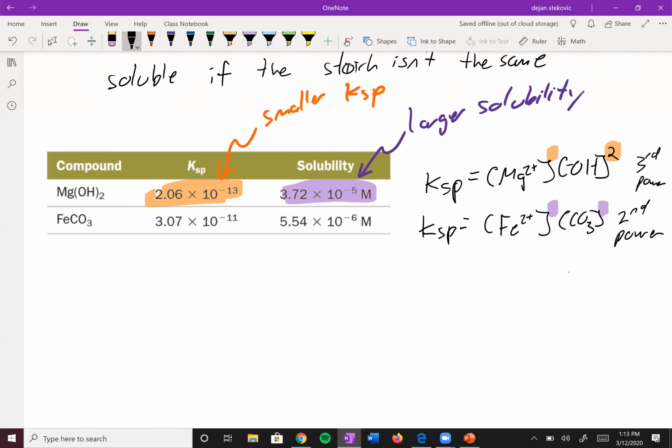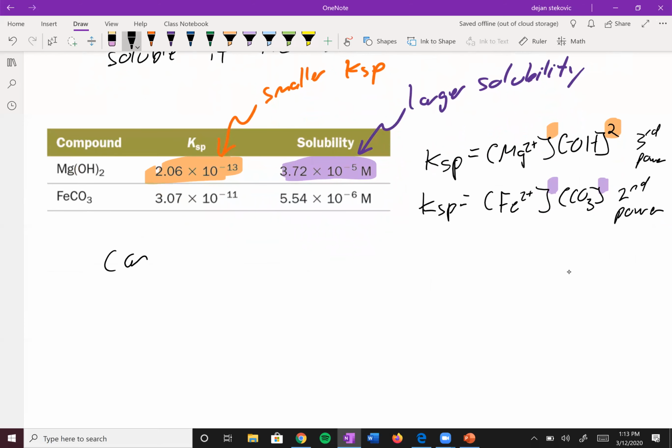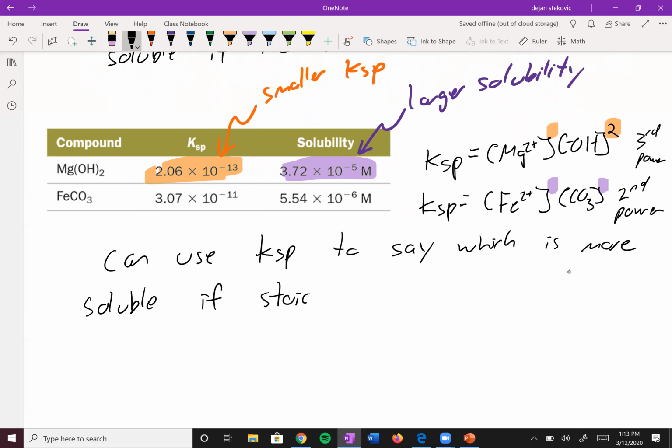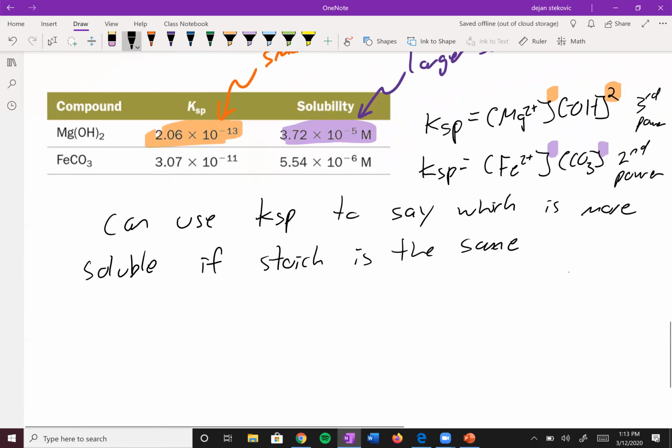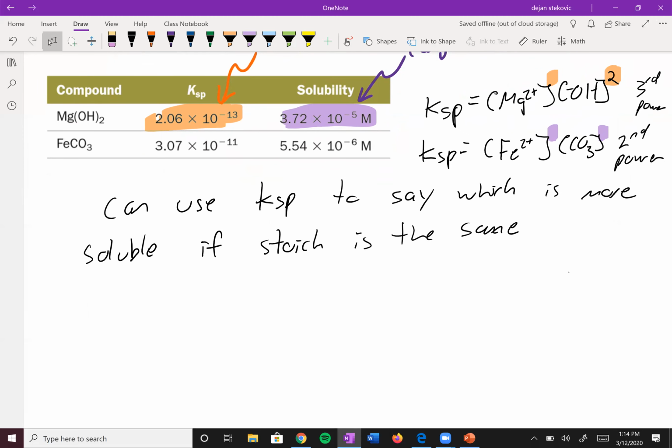What if they have the same stoichiometric values? If they both dissociate into 2 things, or if they both dissociate into 3 things, can you use Ksp directly? Yes, you can. So you can use Ksp to say which is more soluble if the stoichiometry is the same. Because then their Ksps are going to be formatted the same, and thus the relationship between Ksp and molar solubility will be the same.